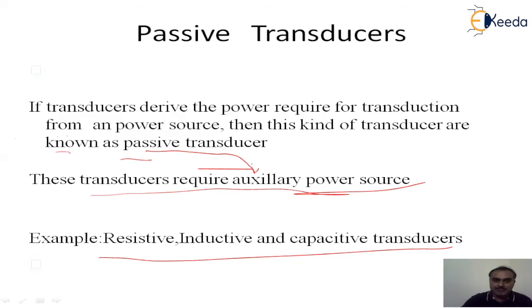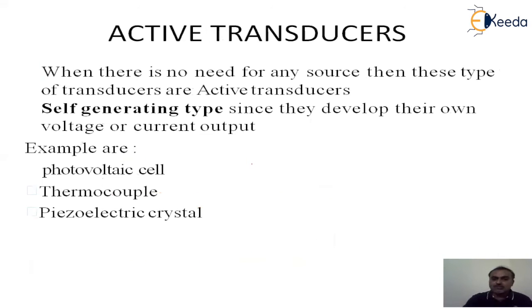Next one, active transducers. I told you that these transducers are self-generating type, since they develop their own voltage or currents. That's the reason the examples are photovoltaic cell, thermocouple, and piezoelectric crystal. Generally thermocouple is used for the measurement of temperature, piezoelectric crystal is used for the measurement of force, and photovoltaic cell is used for the measurement of displacement. So we are going to study these concepts later.